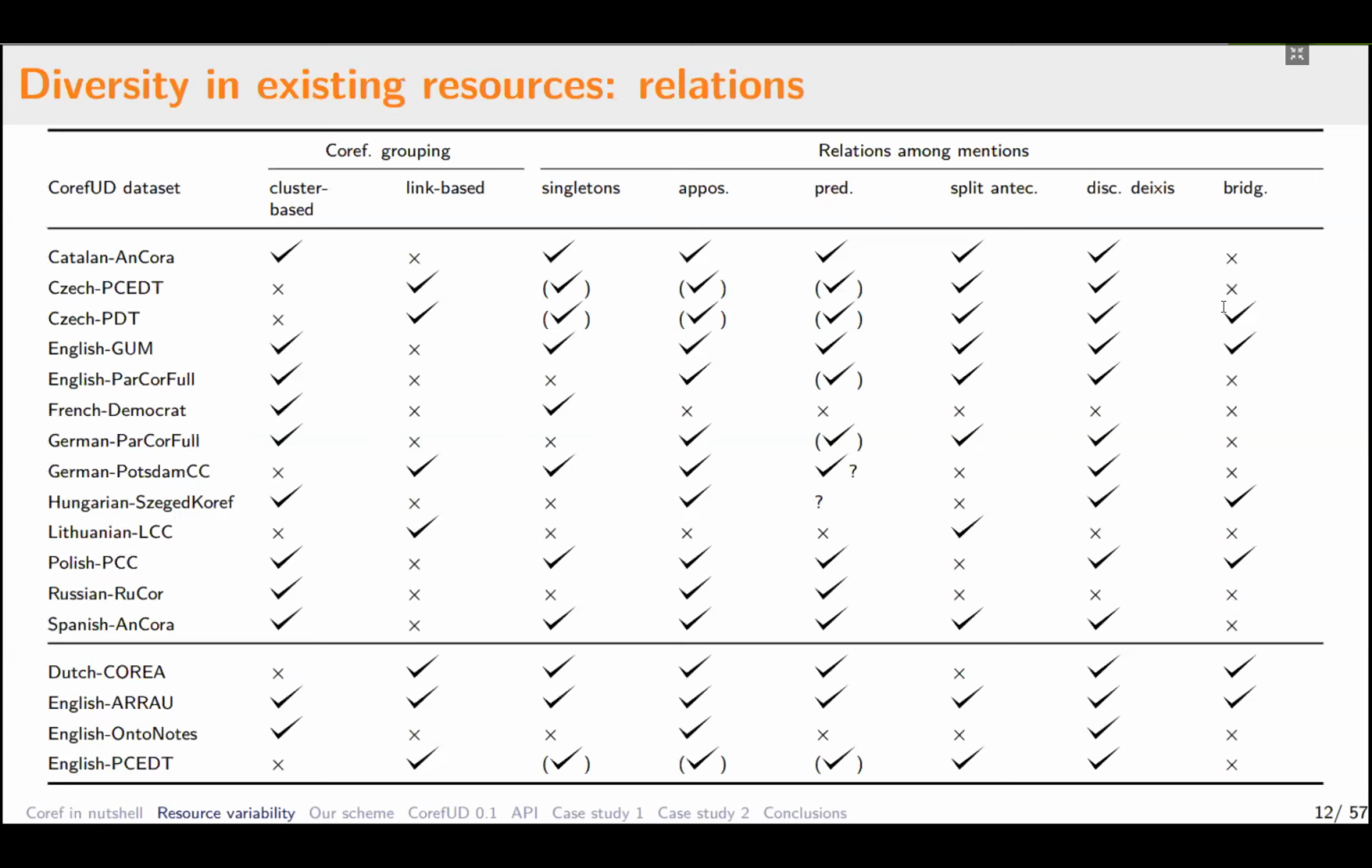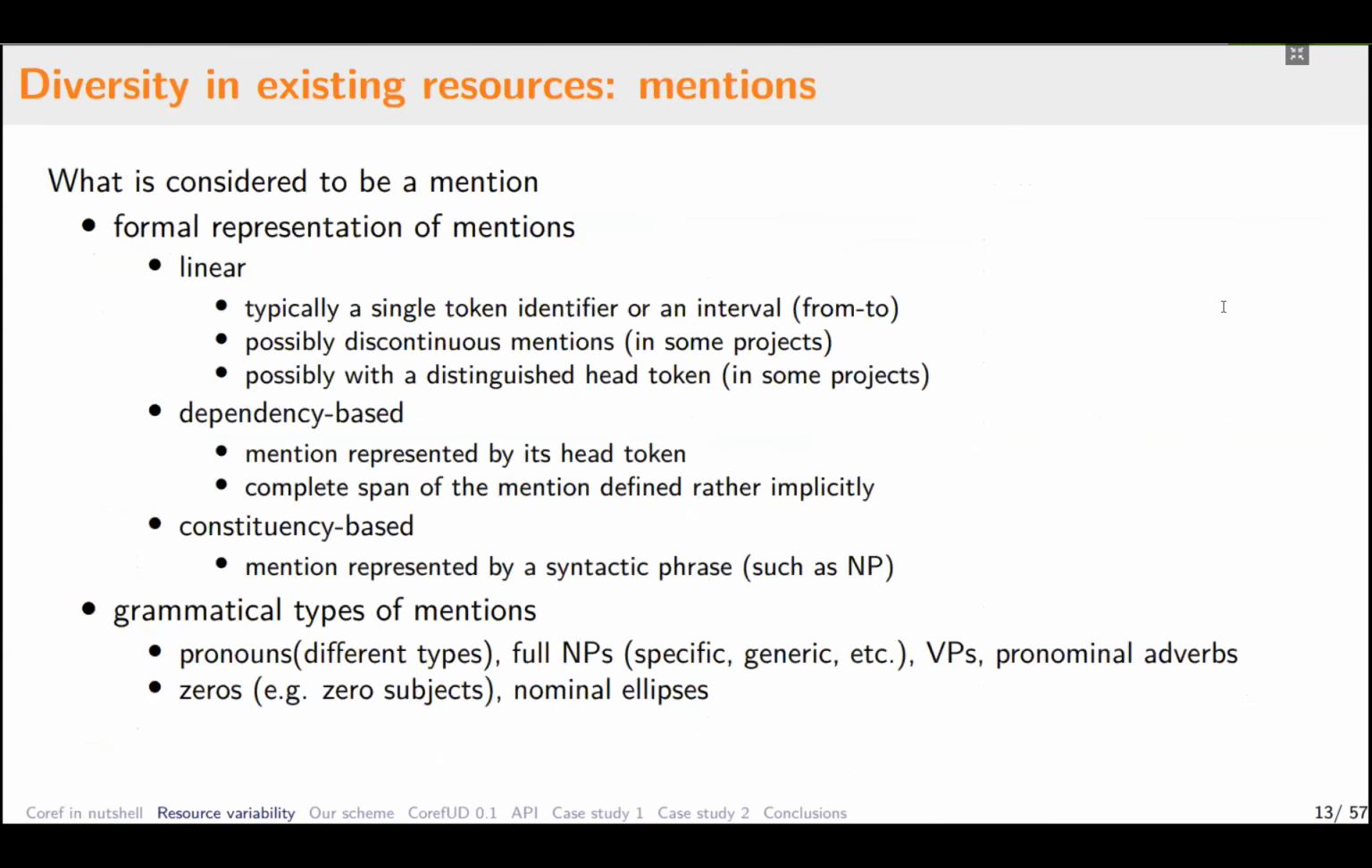It's always very interesting. Well, and the last thing I wanted to mention from my side is what is considered to be a mention, what is actually annotated. And there are two perspectives. If we look from the formal side, how the mentions are formally represented, they may be represented linearly, like a piece of text from left to right. And it may possibly be discontinuous, so some projects are allowed to leave something out. And they may also possibly distinguish a head, syntactic or semantic.